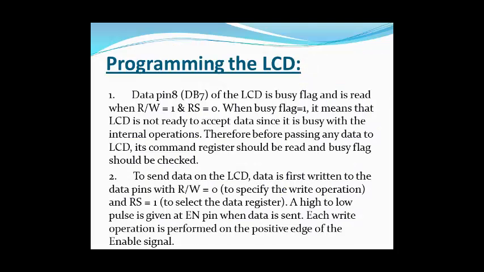Now we'll have a look at the programming of the LCD. These are some basic rules. Data pin 8, DB7 of the LCD, is the busy flag and is read when read write is equal to 1 and register select is equal to 0. Whenever the busy flag is 1, it means that the LCD is not ready to accept data since it is busy with the internal operations. Therefore, before passing any data to the LCD, its command register should be read and the busy flag should be checked.